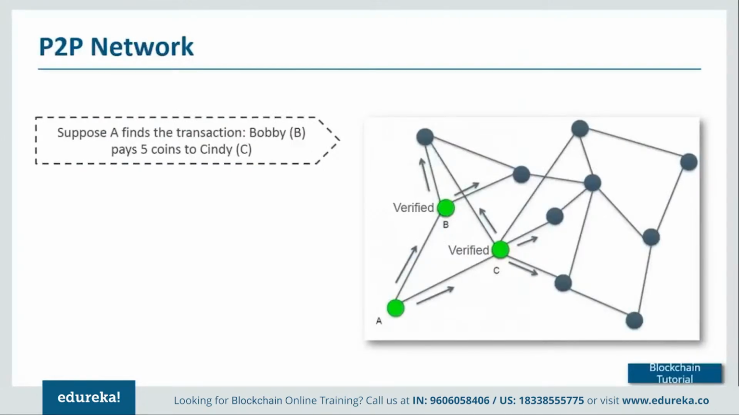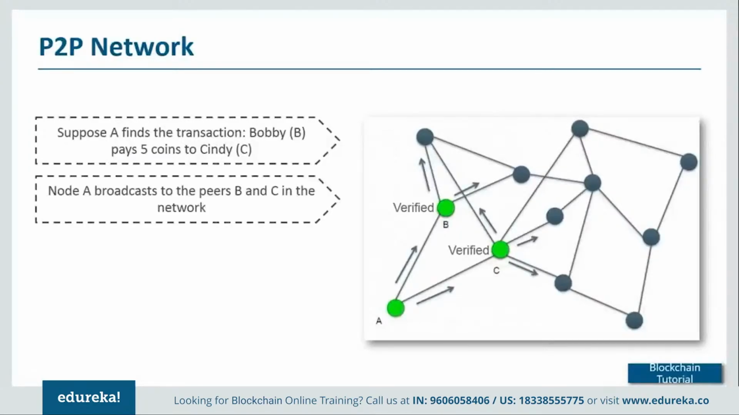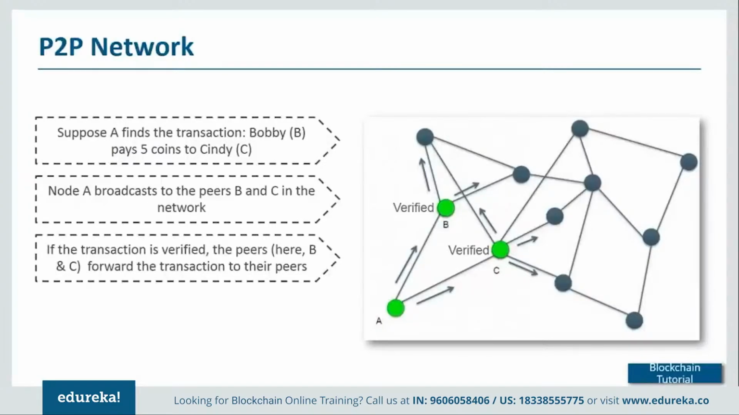Now suppose A, let's call A Andy here, finds out that a transaction has come in in which Bobby wants to transfer 5 bitcoins to Cindy. What happens is that A broadcasts this message to both B and C, who in turn verify it and transmit accordingly to their peers as well.